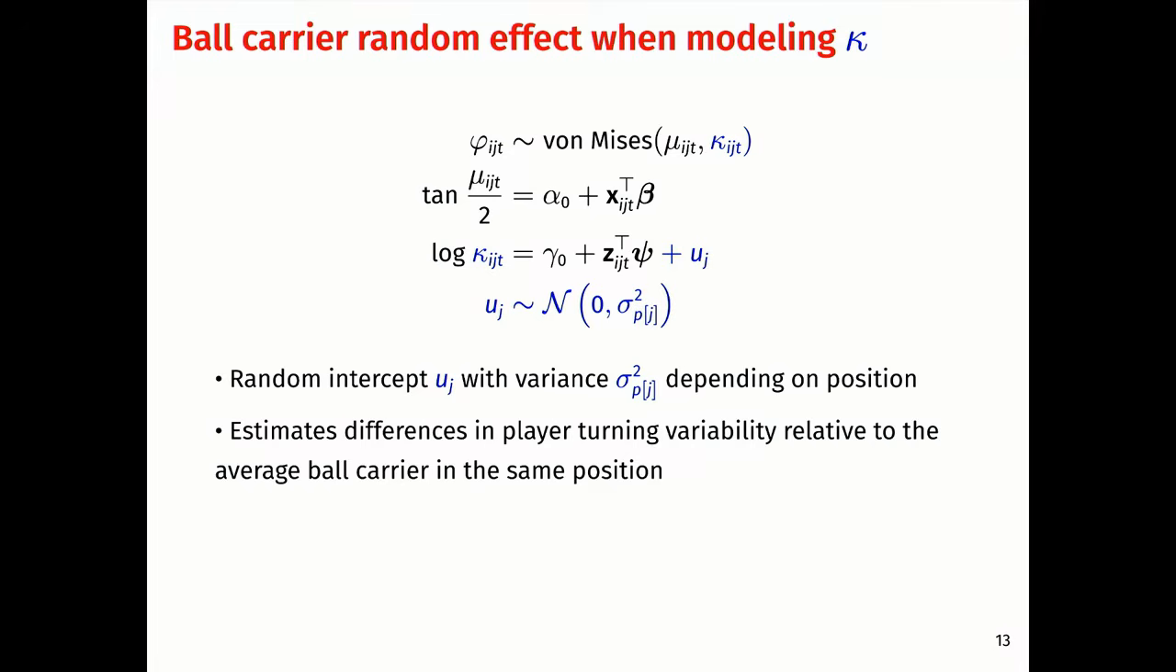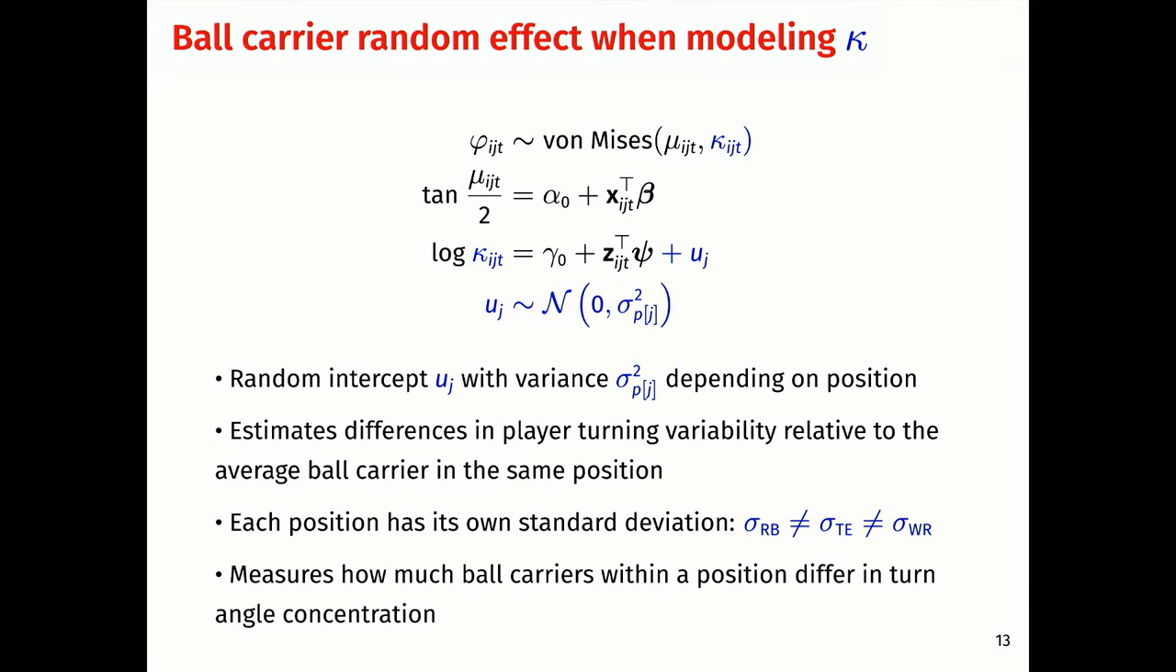Most importantly, and also most interestingly, we include ball carrier random effects when modeling the turn angle concentration kappa. Here we have a random intercept term, U sub j, for ball carrier j, with variance depending on the position group of the ball carrier. So again, wide receiver, tight end, or running back. This enables us to estimate how much better or worse a player is relative to the average ball carrier in the same position in terms of the turn angle variability.